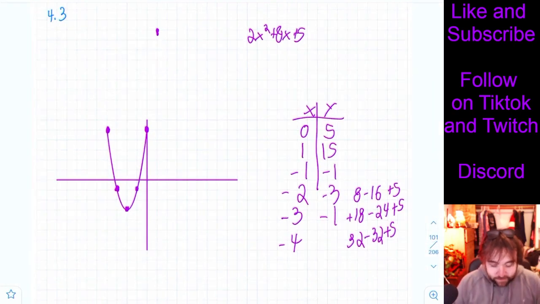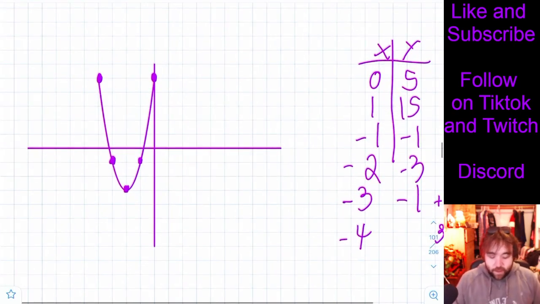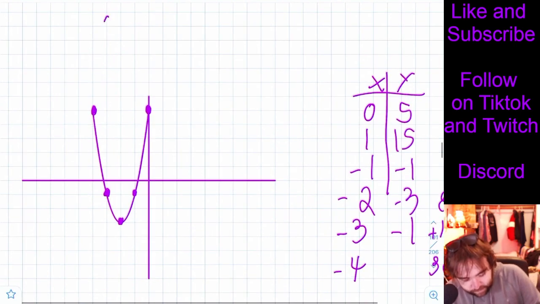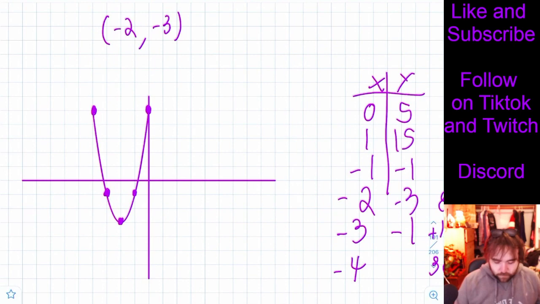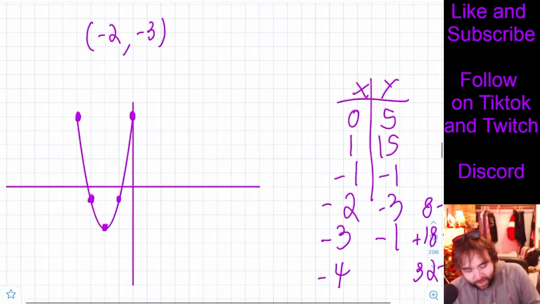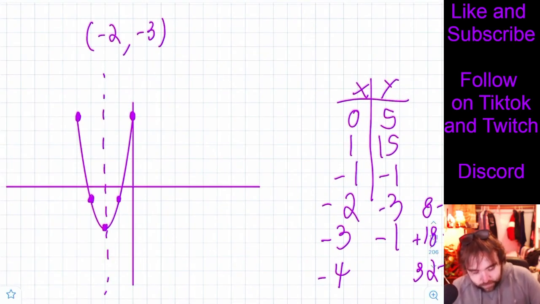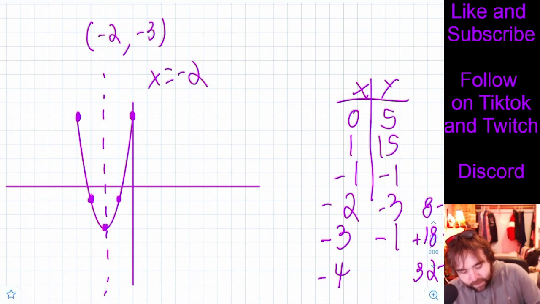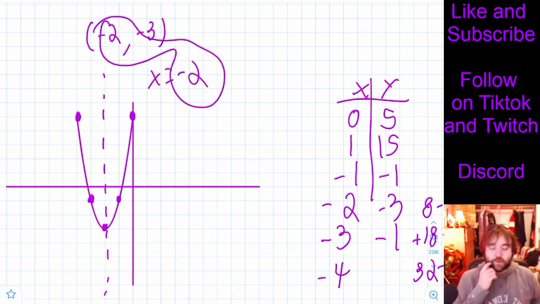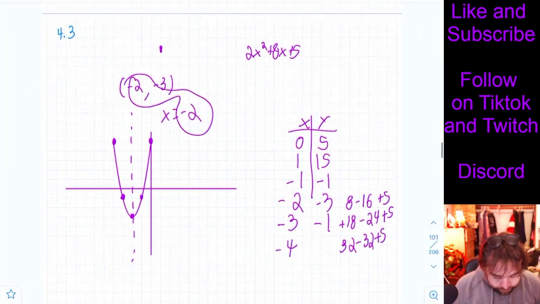So that's our parabola. They wanted us to say the vertex. We can see now that the vertex is -2, -3. And we can see that the axis of symmetry is right here at x equals -2. Of course, those two numbers will always be the same. So that's our parabola. Now, how can we get that quicker?